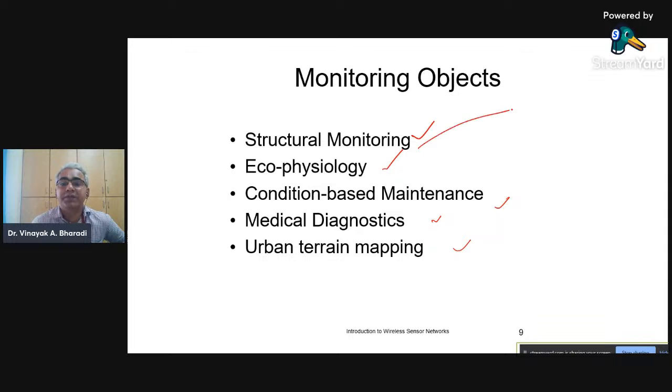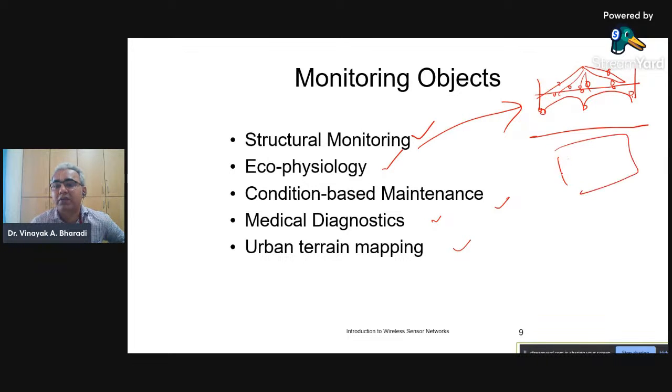So structural monitoring. If there is a very big bridge, like the Mumbai Worli Sea Link, which is a very big bridge, then on its various strings we put pressure sensors, and at various locations stress sensors are there. Then the central monitoring has a graph at various sensor levels. This is one example.